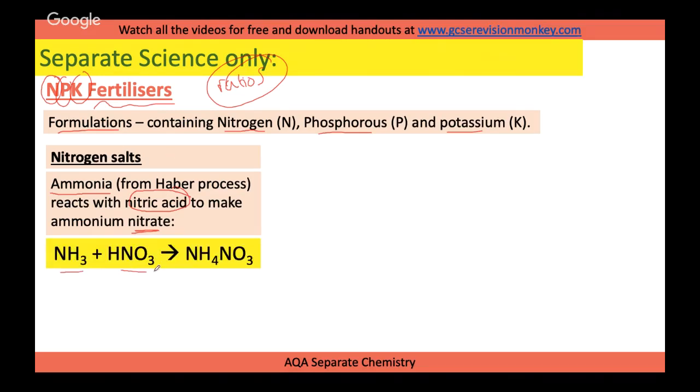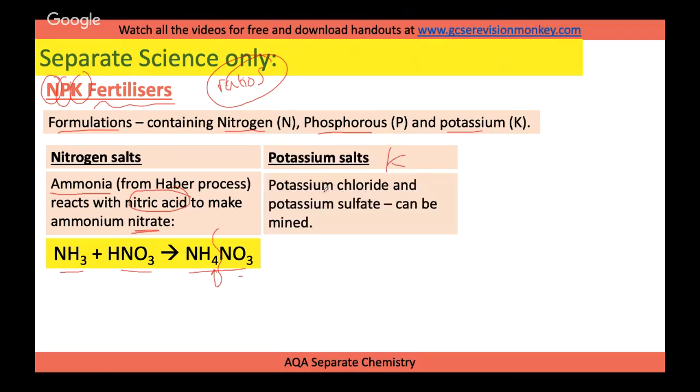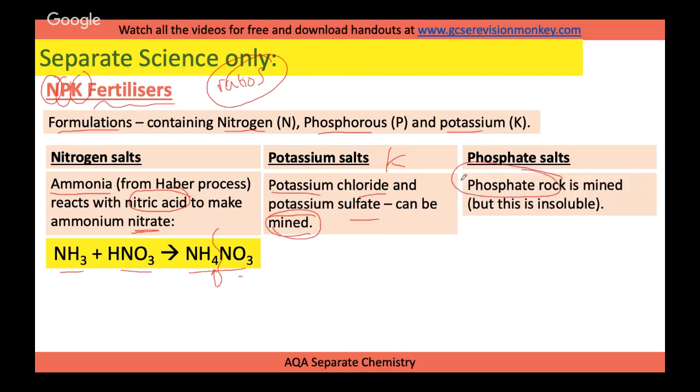So ammonia plus nitric acid making ammonium nitrate. So ammonium is NH4. For potassium salts, which is the K salts, we could mine, so dig up potassium chloride and potassium sulfate, which occur naturally. This one's where it gets a little bit more difficult, the phosphate salts. So phosphate rock can be mined, but it is insoluble, it doesn't dissolve. So this is one that you might want to come back to at the end of the video if you're struggling with this bit. So it's reacted with acids to make the salts for the fertilizer.